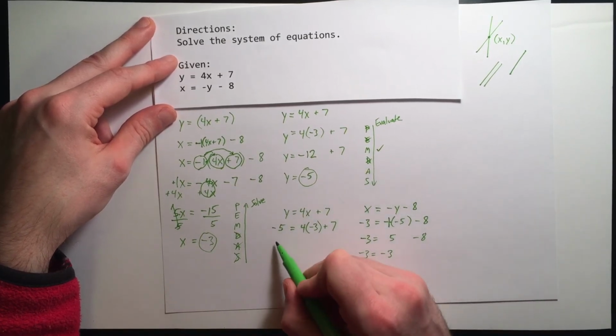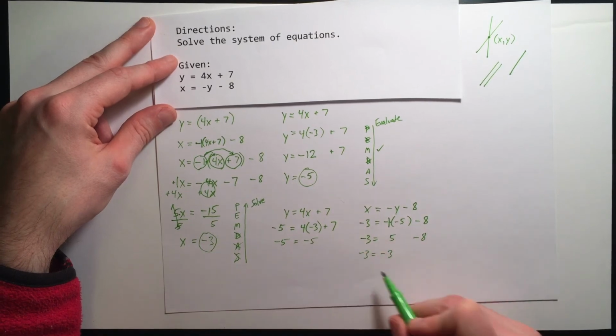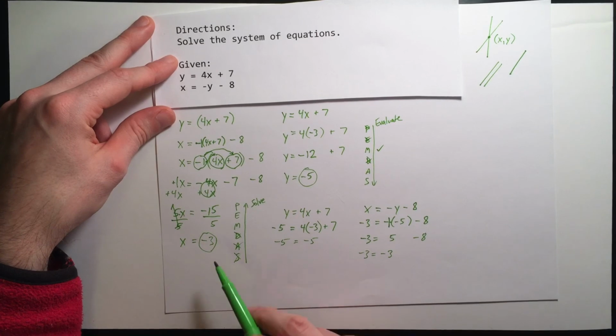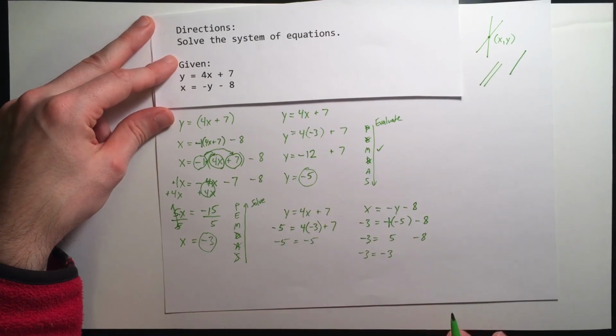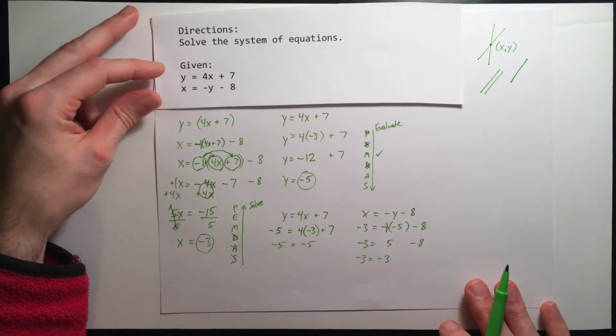So because we know that negative 5 equals the answer to this, which was negative 5, and negative 3 equals negative 3, those are both true statements. We know that our solution, negative 3 and negative 5, is the correct solution, and we have the right answer.